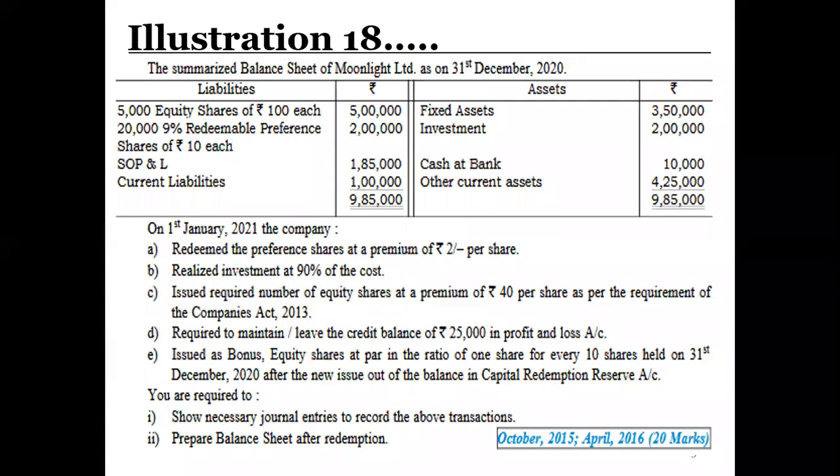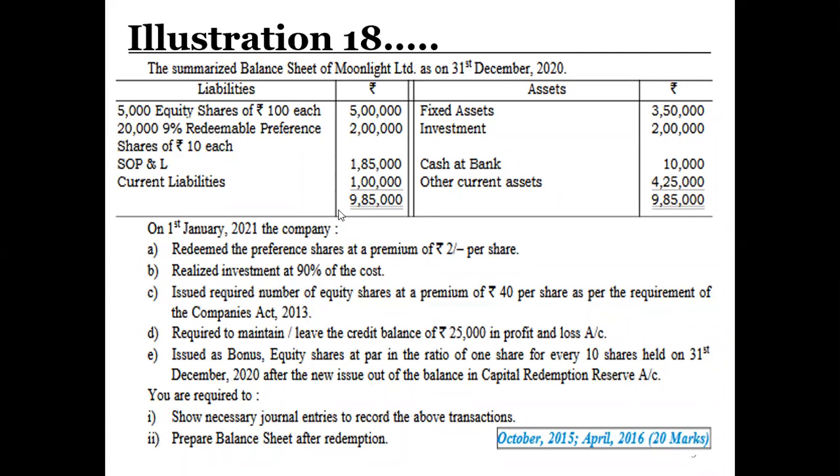Your problem number 18 goes this way. The summarized balance sheet of Moonlight Limited as on 31st December 2020. On the liability side, we have 5,000 equity shares of rupees 100 each, 5 lakh rupees, 20,000 9% redeemable preference shares of rupees 10 each, 2 lakh rupees. Profit and loss account, 1 lakh 85,000. Current liability 1 lakh rupees. Whereas on the asset side, we have four items: fixed asset, investment, cash at bank, and other current asset.